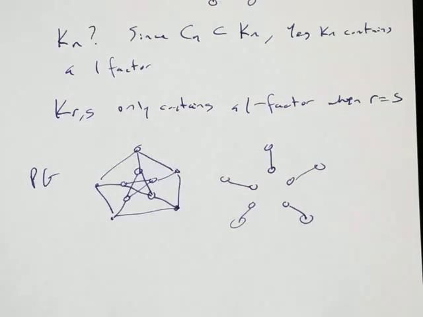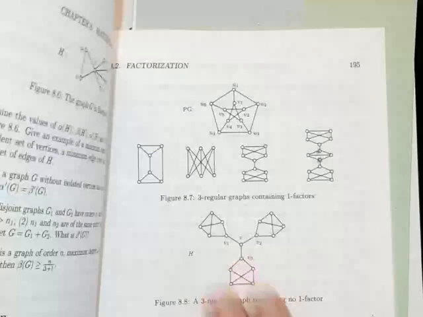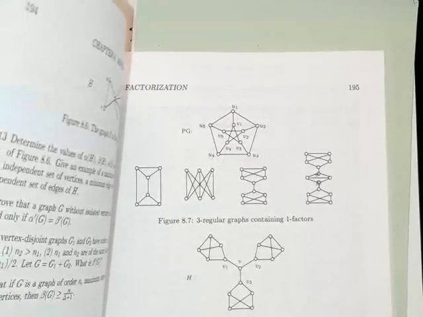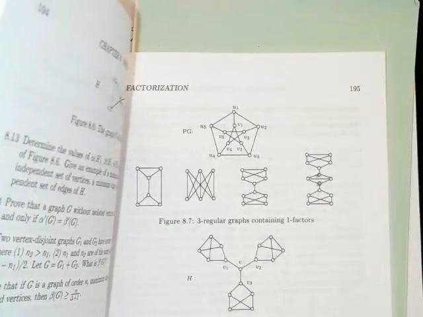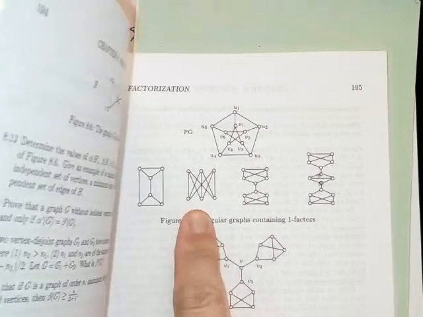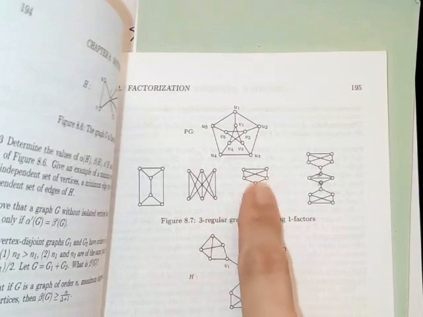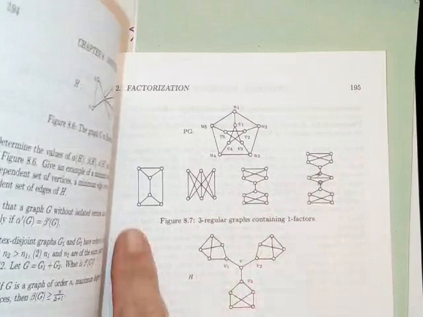Page 195. Look, a bunch of 3-regular graphs. There's our Petersen graph at the top. They used U and V instead of outer and inner. I don't care. The K3,3, K4 with a bridge in the middle, K4 and some weird diamond in the middle.